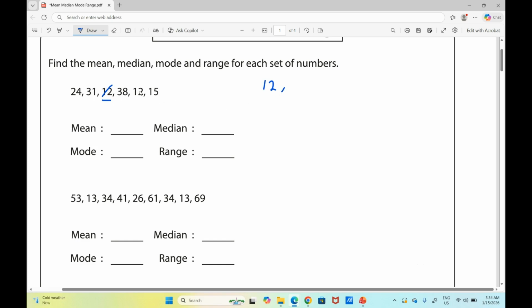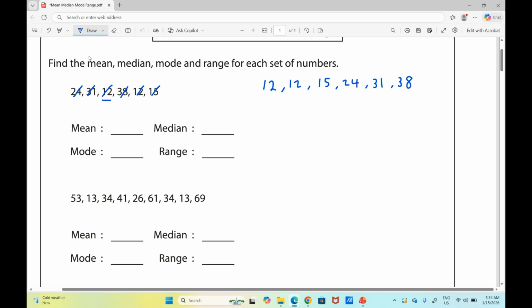My second smallest number is also 12. So I'm going to cross it out, write it down. Then I have 15. I'm going to cross it out, write it down. Now the next smallest number is 24. I'm going to cross that out, write it down. Now I have 31. And now finally I have 38. So these are now my numbers.